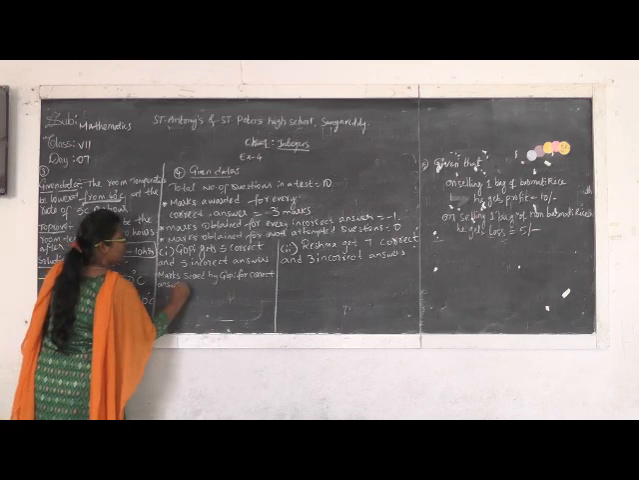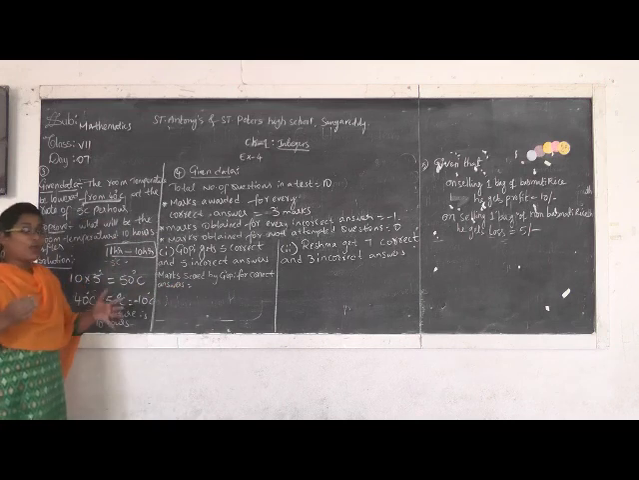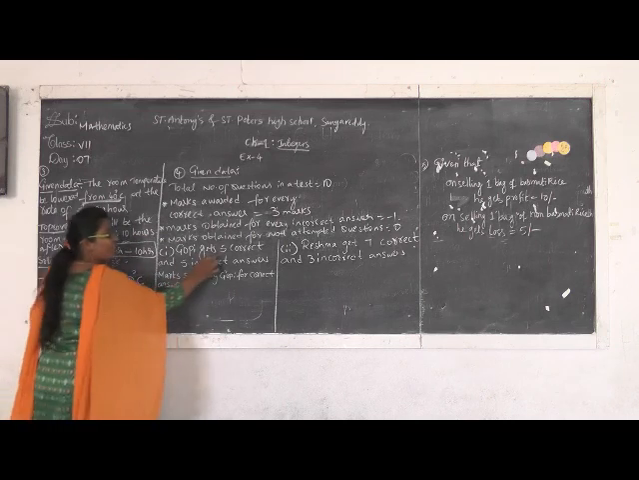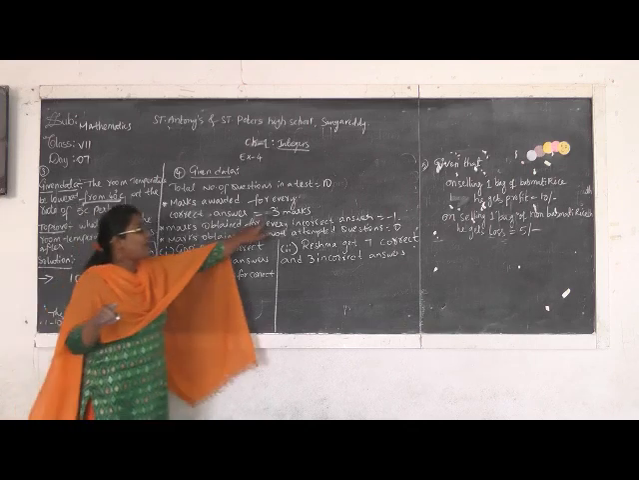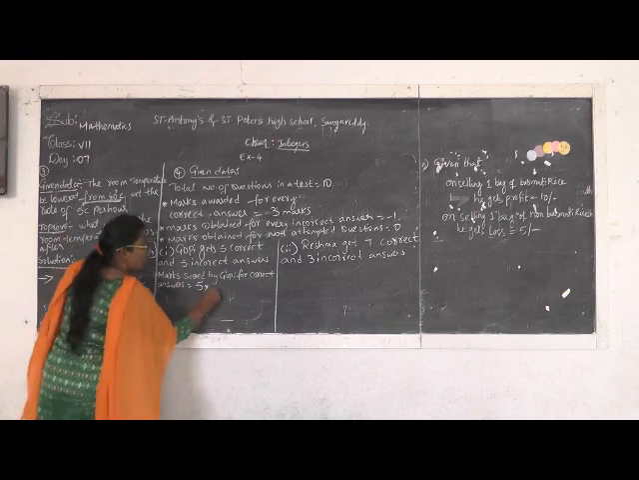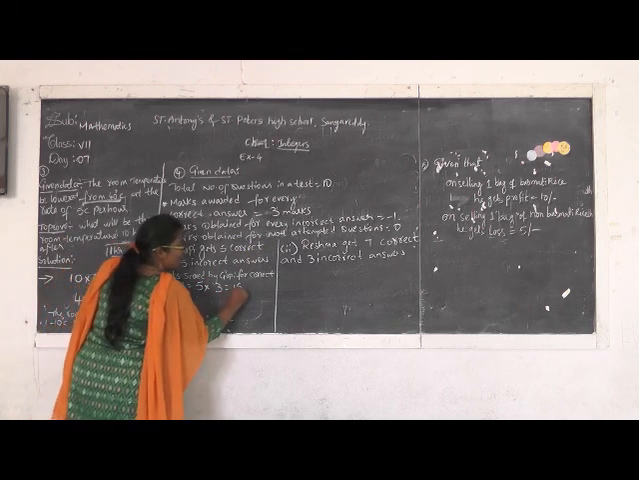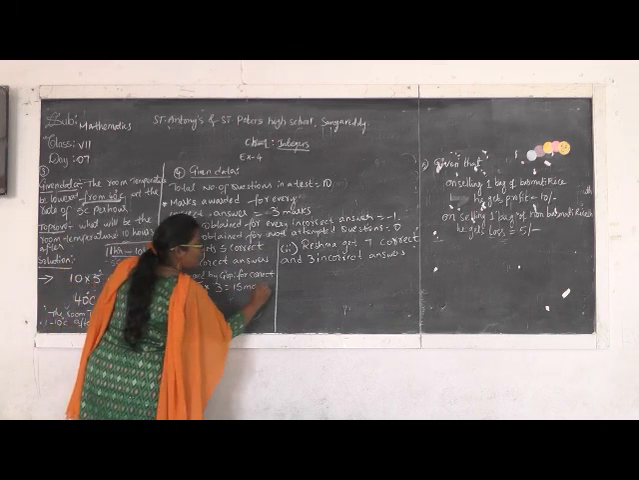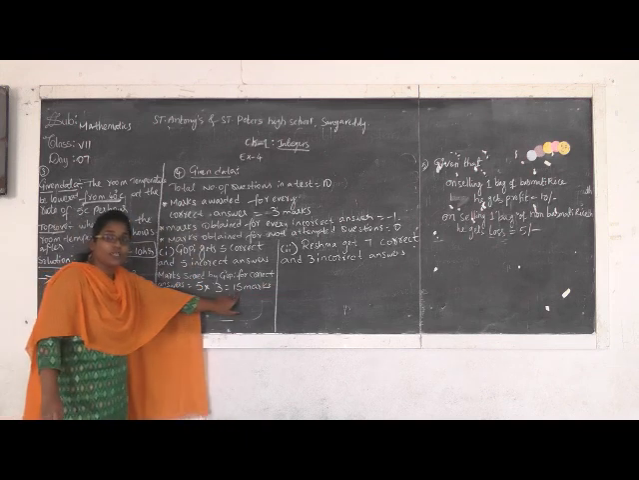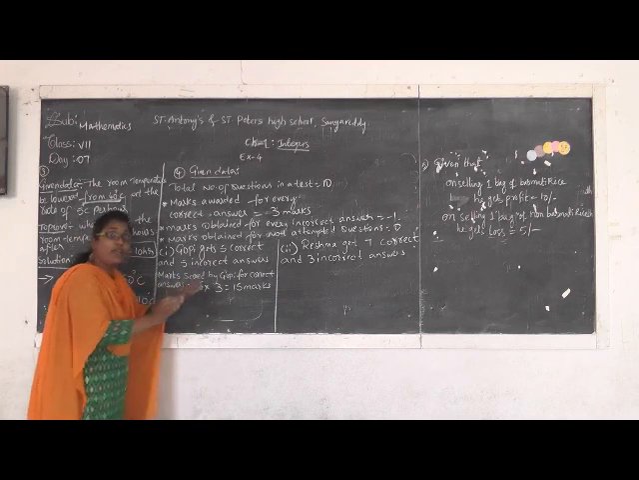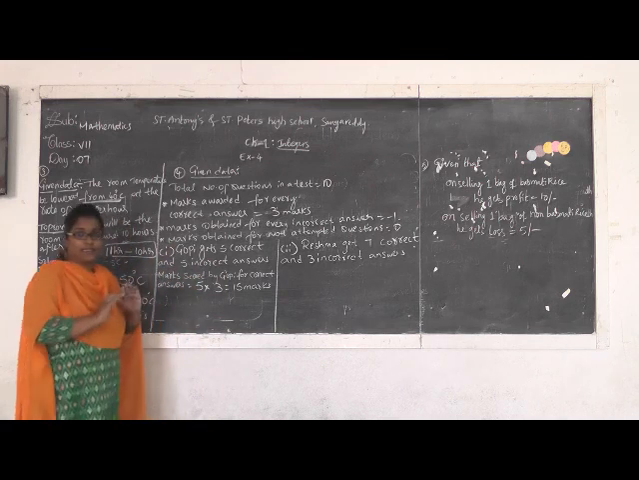For correct answers, how many marks were scored by Gopi? How many questions did he write correct? 5. Each question carries how many marks? 3 marks, right? So 5 3s are how many? 15 marks are scored by writing correct answers. But this is not his total score, because this is only the marks for correct answers.